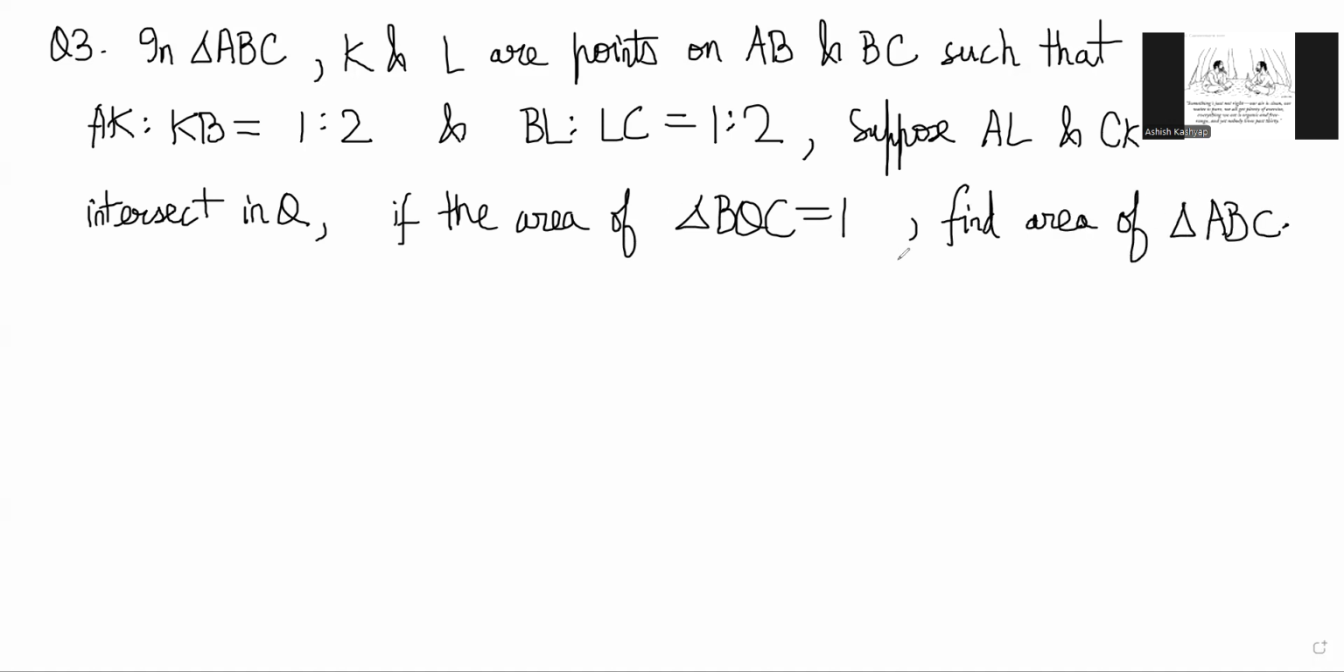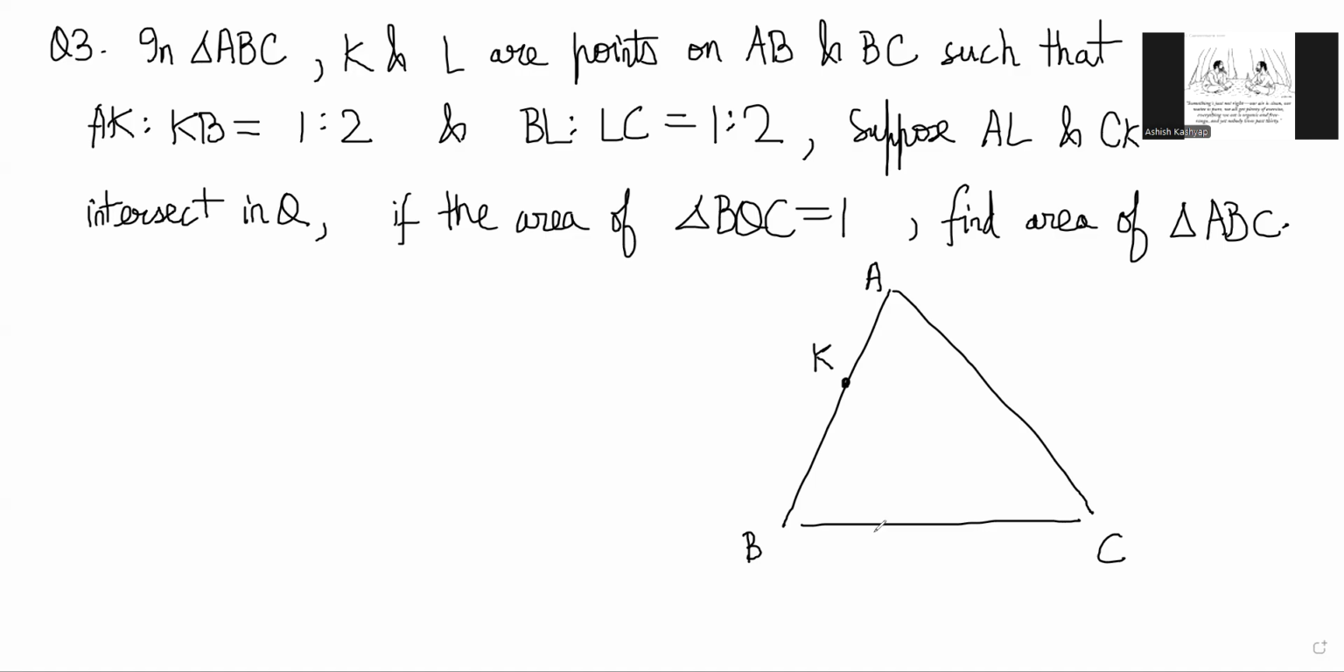So this problem uses all the stuff that we have learned so far. Let's draw a rough figure. This is the situation. This is my A, this is my B, this is my C. K and L are points on AB and BC. So AK is to KB is 1 is to 2. So K will be somewhere here, and on BC, L will be BL by LC. So L will be somewhere here, right? And AL and CK intersect at Q, right?